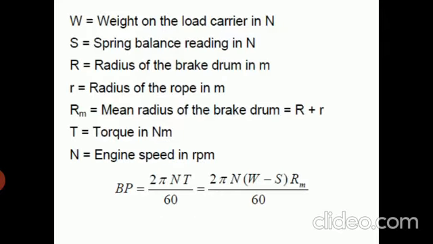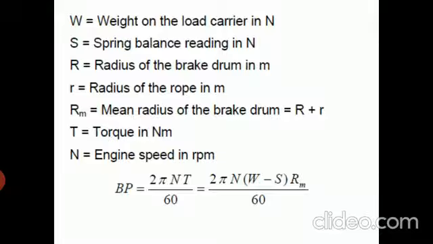So this is again, we know it is a mechanical loading, 2 pi N T by 60. Torque is nothing but load into perpendicular distance. W minus S means load applied. W is load, S is spring balance reading. That is a constant value given; most of the time the spring balance reading will be given in the problem itself. Then load and perpendicular distance is the radius of the drum.